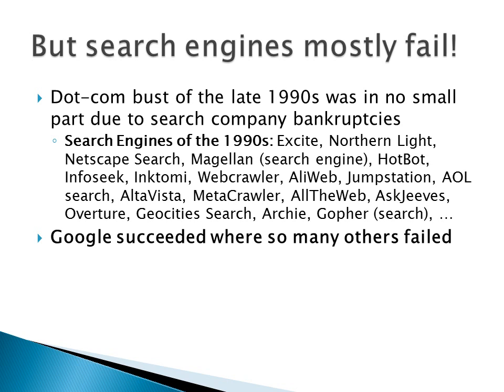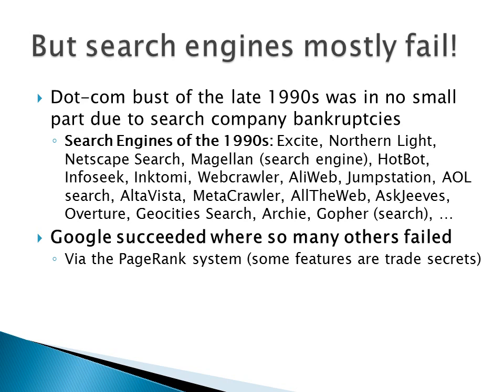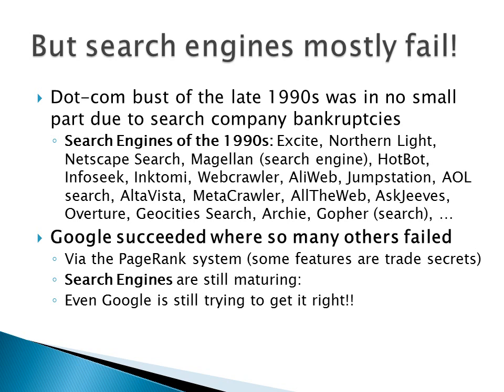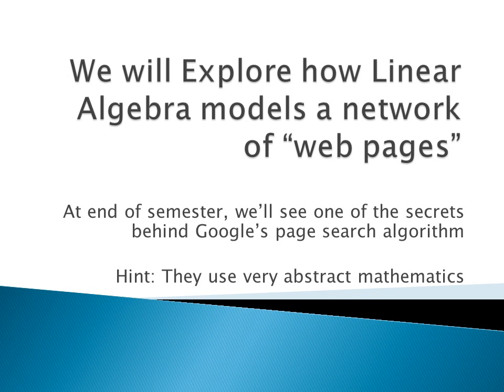Why did Google succeed where so many others failed? Well, they developed a thing called the PageRank system. Some features are still trade secrets, but there are some general practices that we'll actually look at this semester. One thing to keep in mind is search engines are still maturing. They're still trying to get it right. Nobody yet believes that the search engine has arrived.